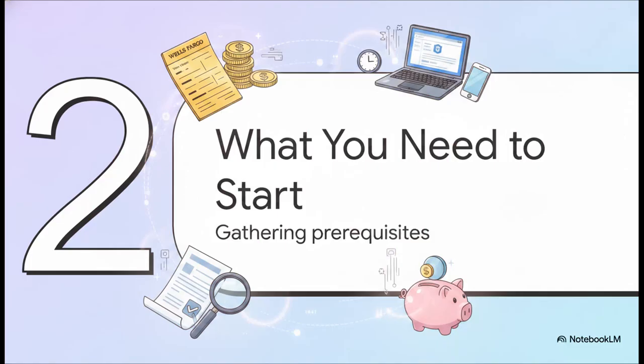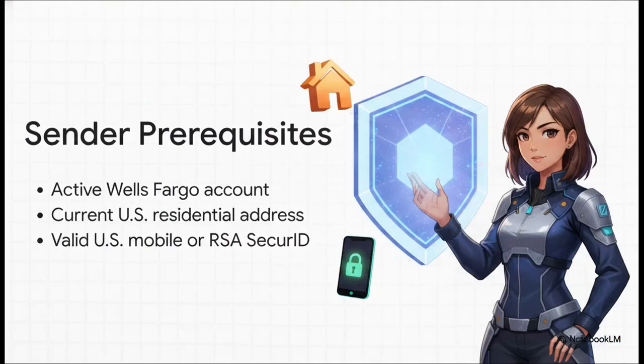Let's move to Section 2, what you need to start. First up, let's look at what you, the sender, actually need. Wells Fargo has some pretty strict security prerequisites to make sure you're eligible to kick off a digital transfer. You absolutely must have an active Wells Fargo account. You also need a current physical U.S. residential address on file. That means no P.O. boxes, folks. And just a quick note for digital wires. Customers in U.S. territories actually can't initiate them online. Finally, you have to have a valid U.S. mobile number or an RSA Secure ID device for multi-factor authentication. Security is paramount here, and they don't mess around with it.